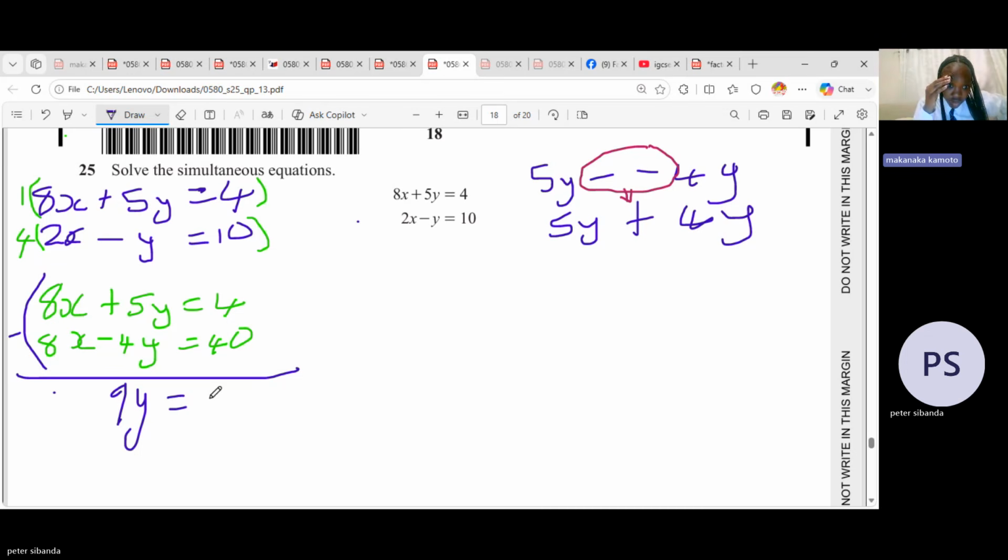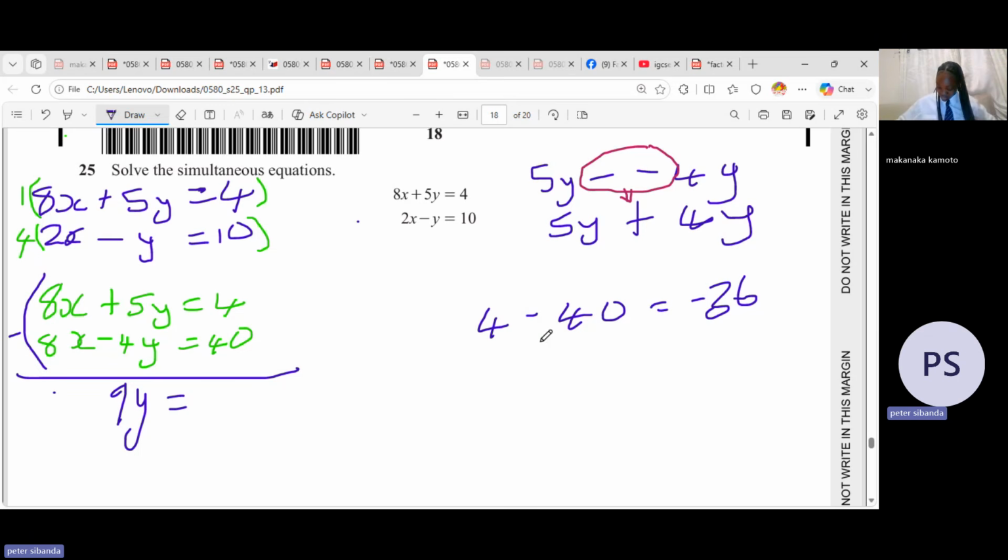Now we're subtracting 4 minus 40, which will give us negative 36. Because the signs are different, and we say bigger number minus smaller number. Bigger number is 40, smaller number is 4, so 40 minus 4 is 36. We give the answer the sign of the bigger number in addition and subtraction. So the sign of the bigger number is negative. Negative 36 is correct. Now we're going to divide both sides by 9, which will give us negative 4.